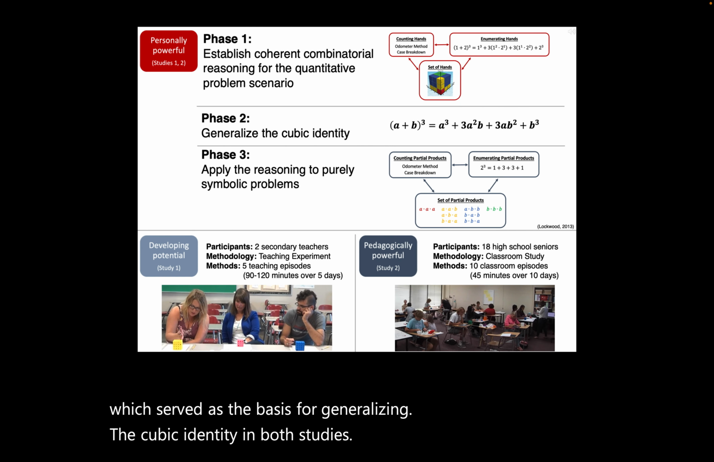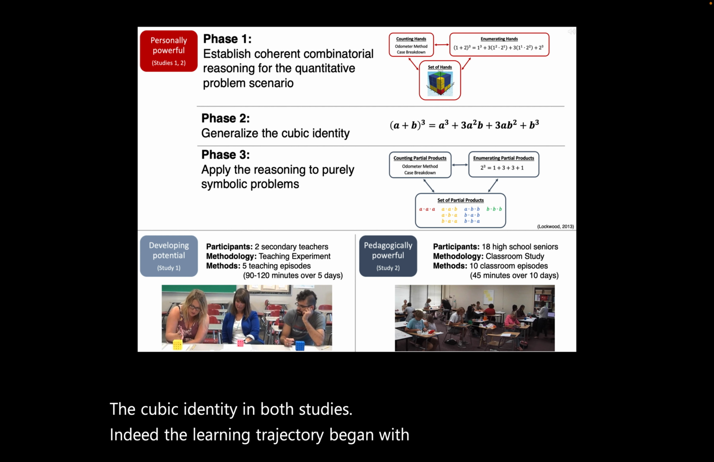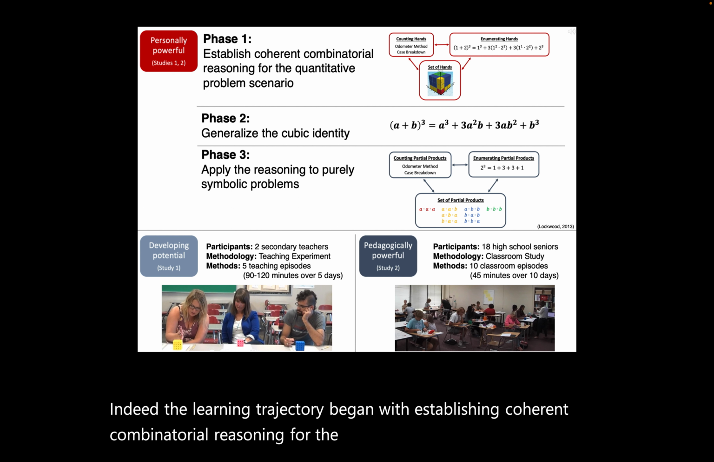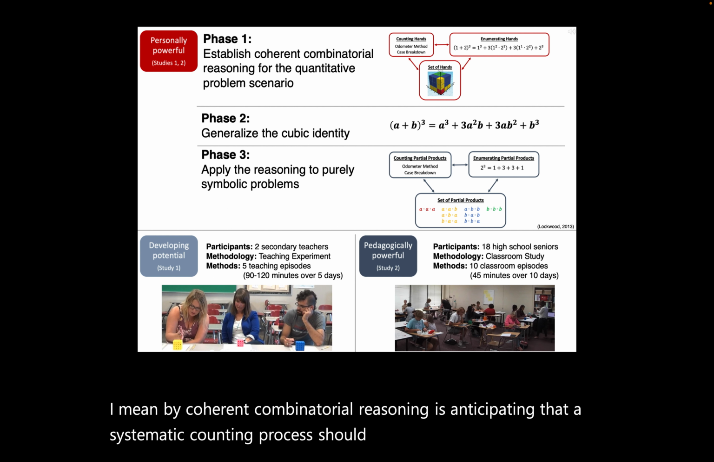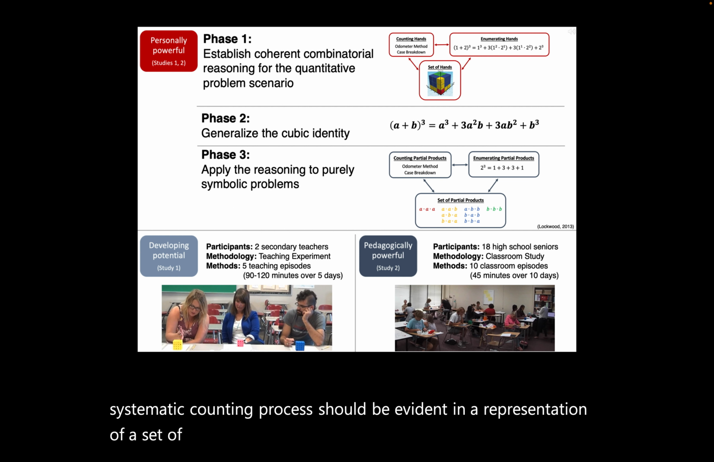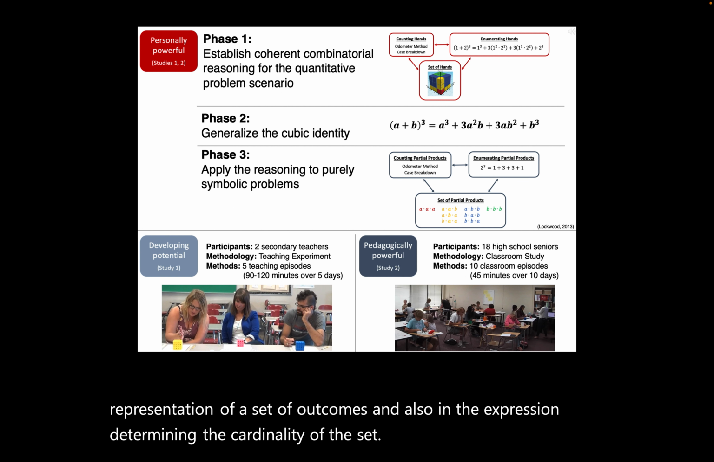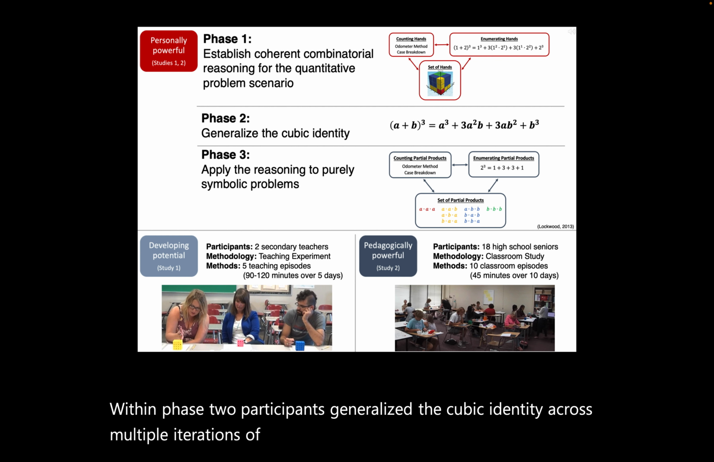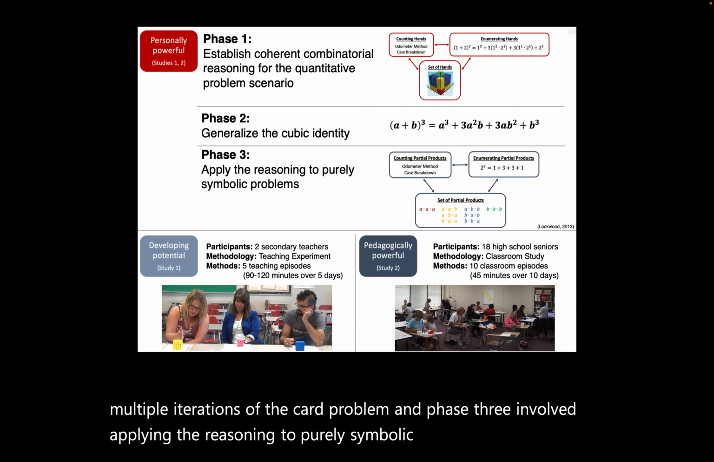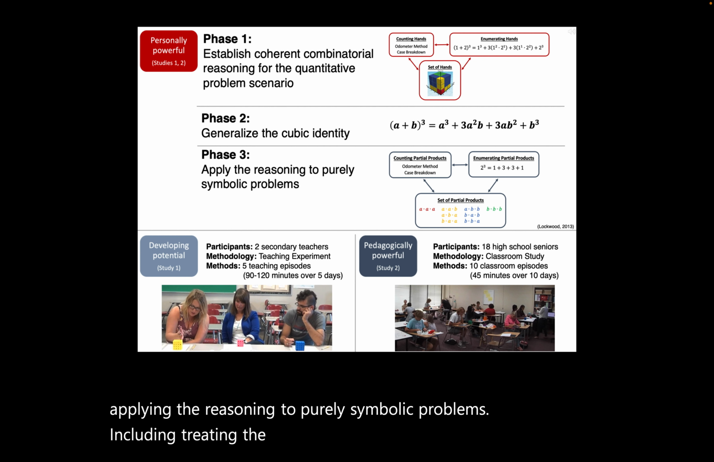Indeed, the learning trajectory began with establishing coherent combinatorial reasoning for the quantitative problem scenario. What I mean by coherent combinatorial reasoning is anticipating that a systematic counting process should be evident in a representation of a set of outcomes and also in the expression determining the cardinality of the set. Within phase 2, participants generalized the cubic identity across multiple iterations of the card problem, and phase 3 involved applying the reasoning to purely symbolic problems, including treating the algebraic expressions within the identity as objects of combinatorial reasoning.